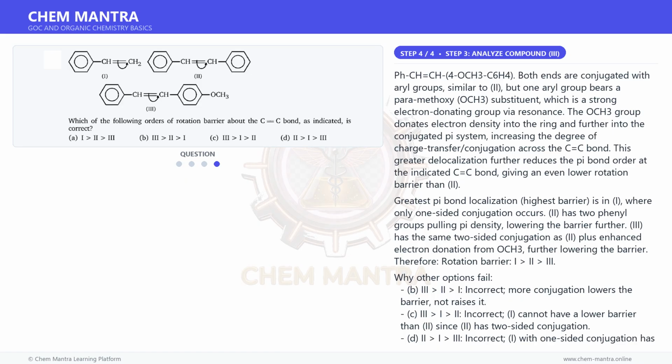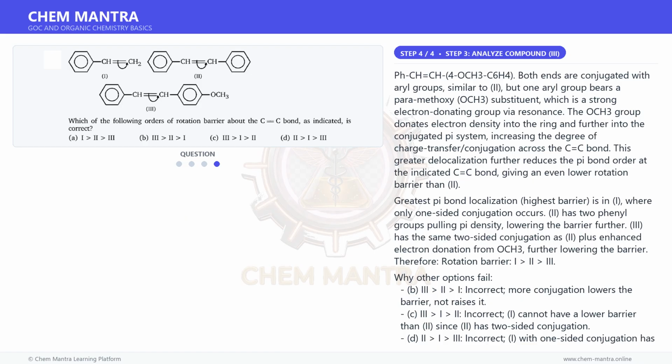Greatest pi bond localization, highest barrier, is in 1, where only one-sided conjugation occurs. 2 has two phenyl groups pulling pi density, lowering the barrier further. 3 has the same two-sided conjugation as 2 plus enhanced electron donation from OCH3, further lowering the barrier. Therefore, rotation barrier: 1 > 2 > 3.